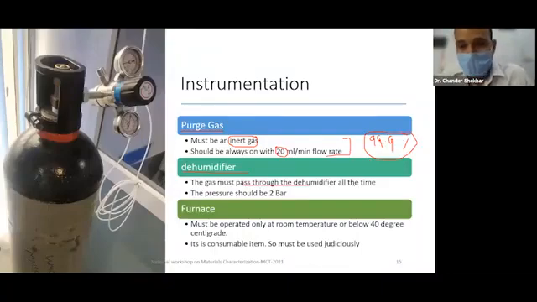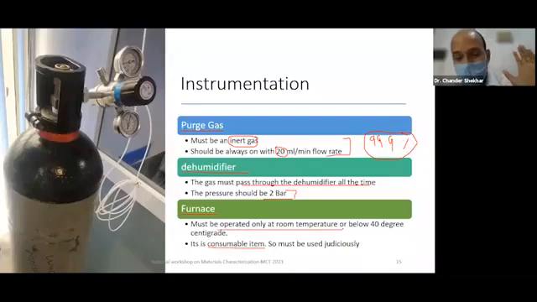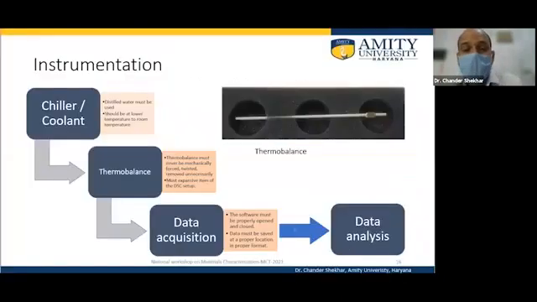So this humidifier basically cleans out any moisture that is there in the gas, and this flow rate is maintained at 2 bar. And then the most important thing is the furnace. You have written, it's a consumable item. So this must be operated only at room temperature. Operated means when you are putting the sample in or taking the sample out. If not at room temperature, never at a temperature higher than say 40 degrees centigrade. So it must be used very judiciously.